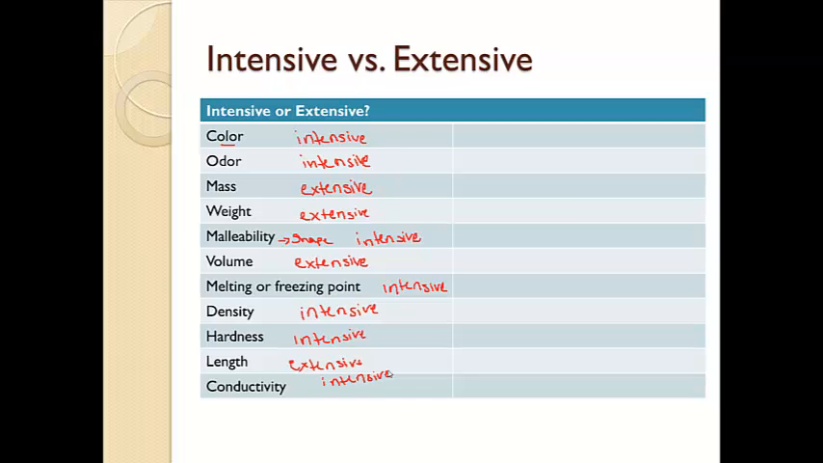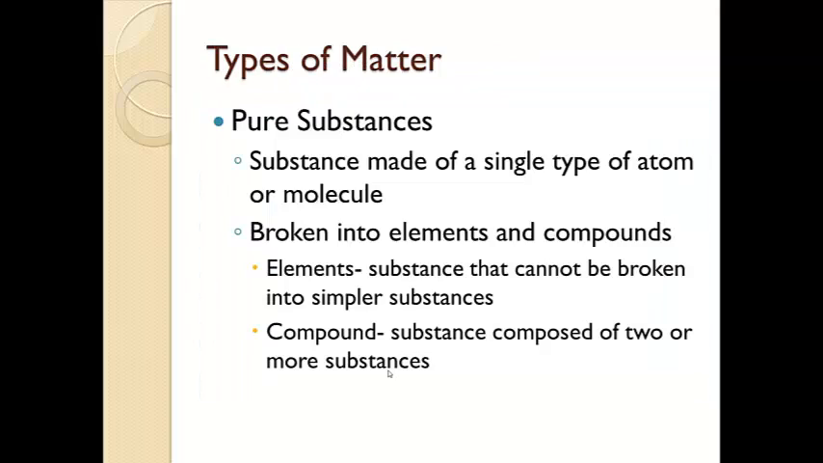So let's take a minute to talk about pure substances and mixtures. A pure substance is a substance that's made of a single atom or molecule. It can be broken into its elements and compounds. This pure substance can't be broken into elements and compounds. Elements are substances that cannot be broken into simpler forms. You'll find these right off the periodic table.